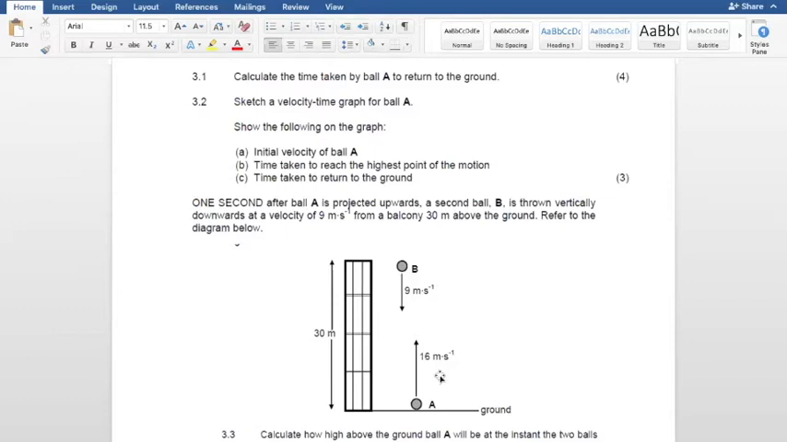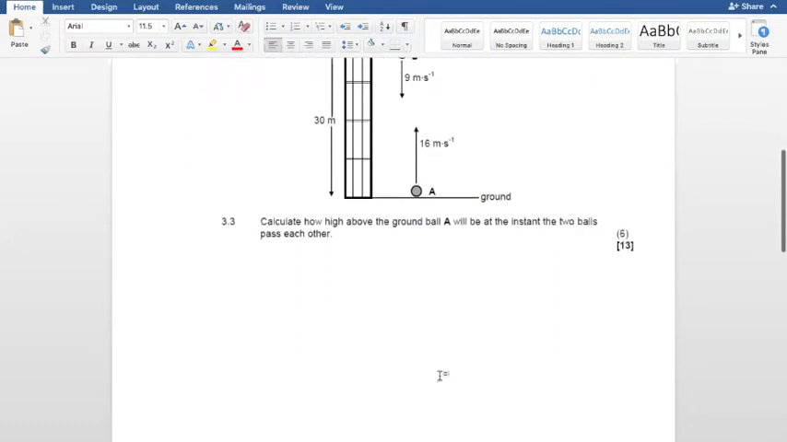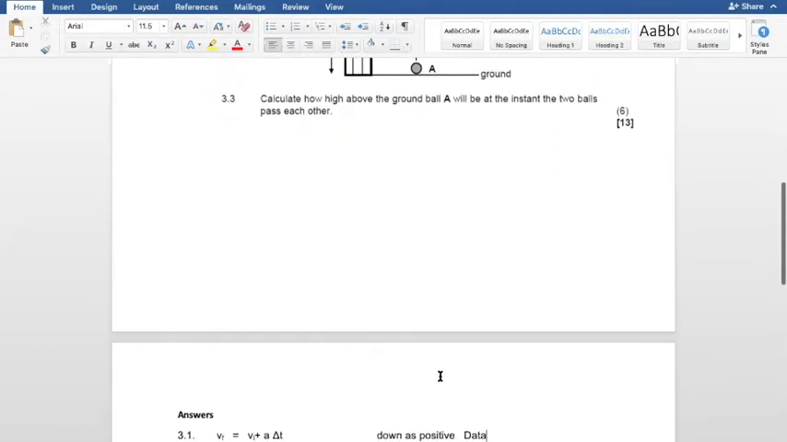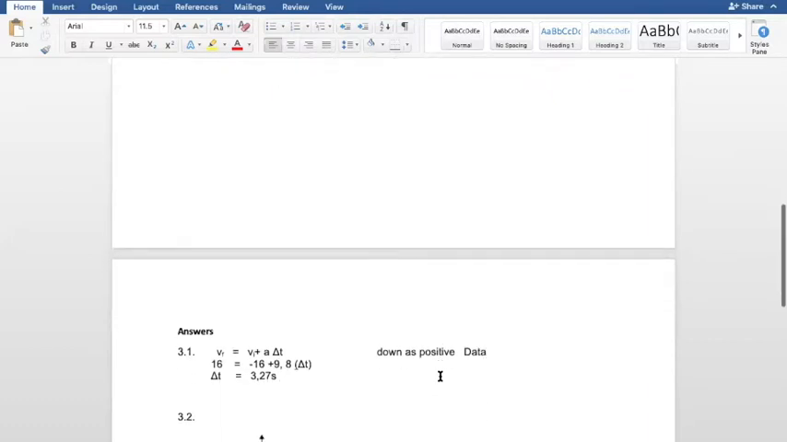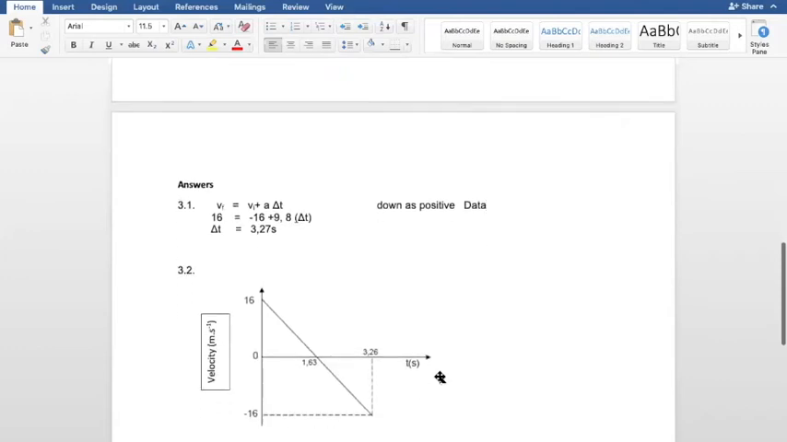Right, we know minus 16. What else do we know? We know minus 16 as your initial velocity. We know the acceleration is 9.8. We know the time of the whole motion, which is 3.27 seconds. Right, so then the final velocity will be plus 16. So what type of graph will we get there? What we know is we'll get a straight line graph, but depending on how you do it.